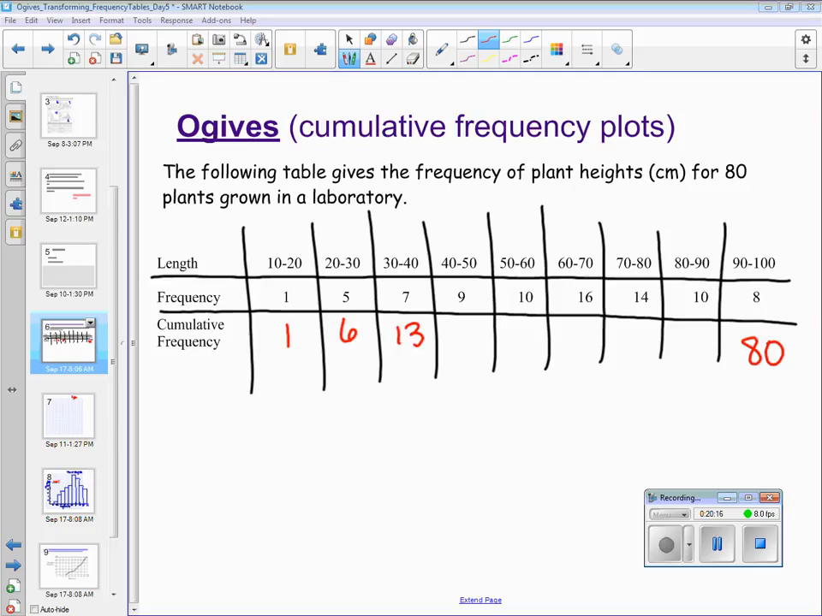So let's keep going, and you add. I'd like this chart to be somewhere on this paper as well, so you know where these numbers are coming from. And let's go ahead and fill out the cumulative frequencies here.